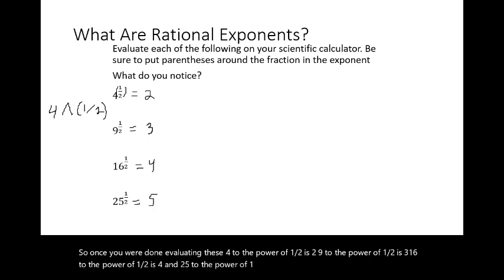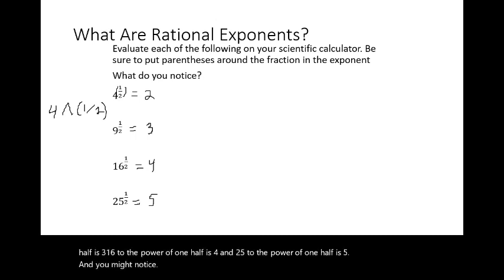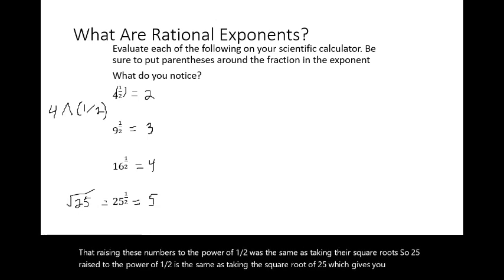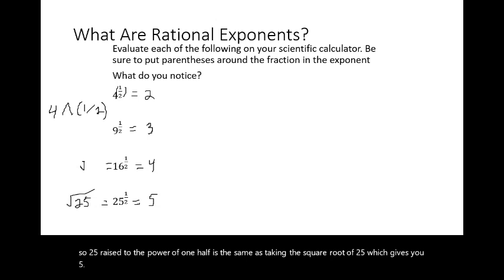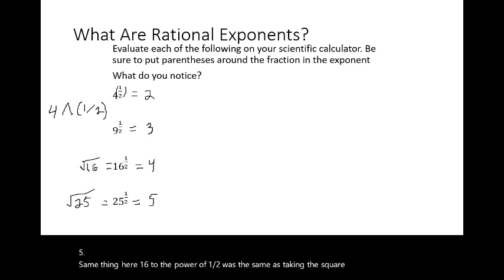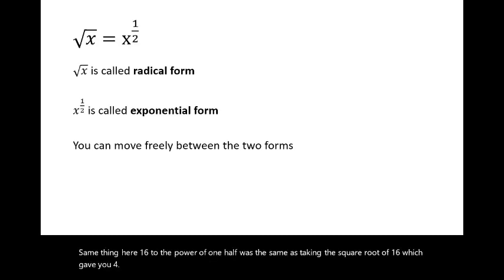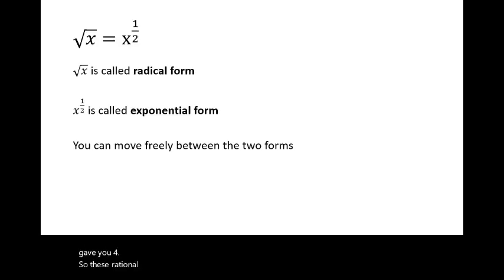And you might notice that raising these numbers to the power of 1/2 was the same as taking their square roots. So 25 raised to the power of 1/2 is the same as taking the square root of 25, which gives you 5. Same thing here, 16 to the power of 1/2 was the same as taking the square root of 16, which gave you 4. So these rational exponents are actually radicals in disguise.